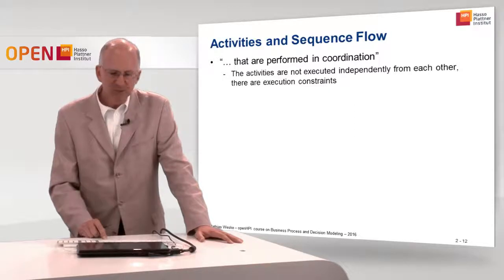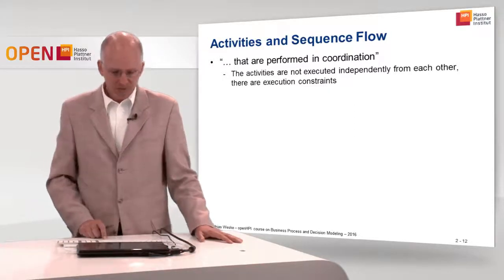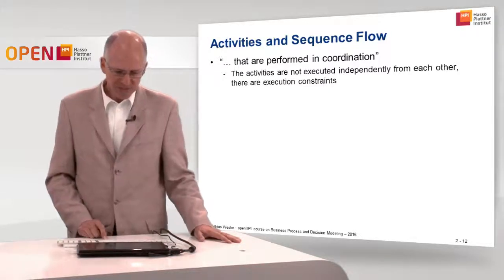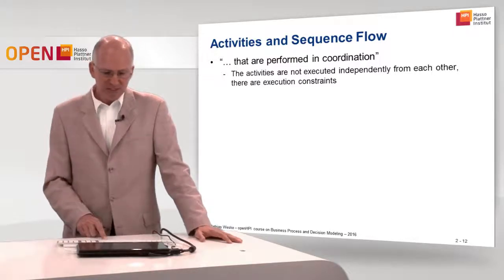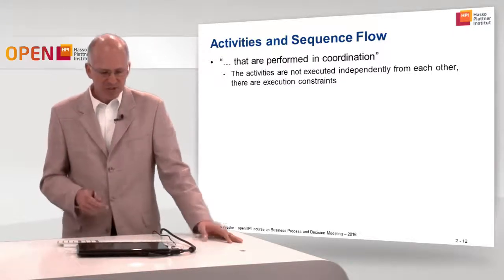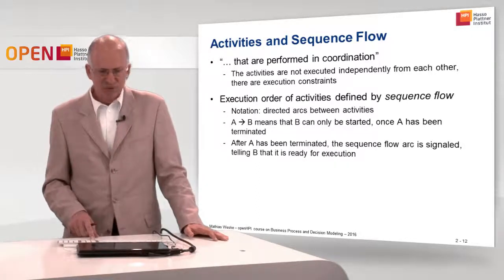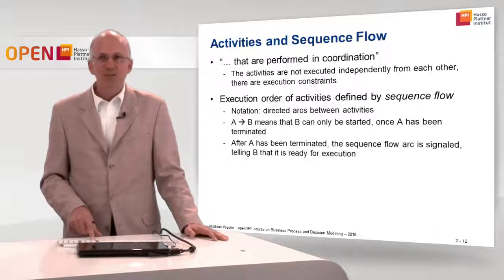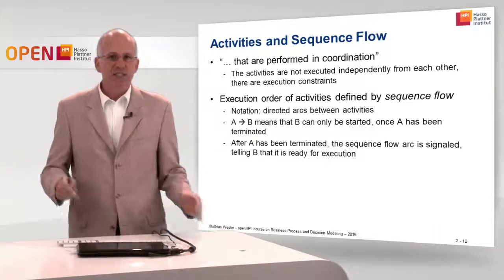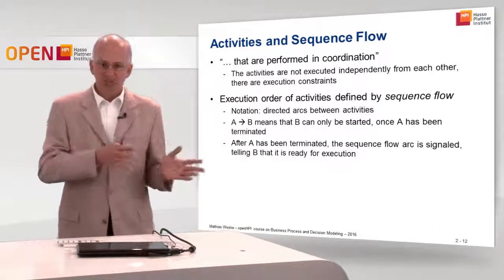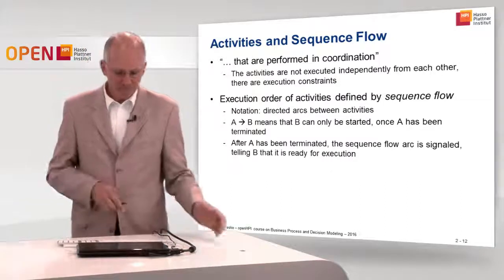Activities are performed in coordination. This is also what we learned from the definition of what a business process is. So the activities are not executed independently from each other. There are execution constraints. And a simple form of execution constraint is sequence flow. And sequence flow, of course, means one activity can only be started after another activity has been performed.